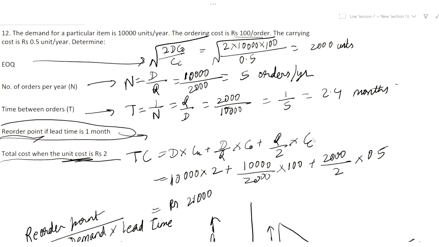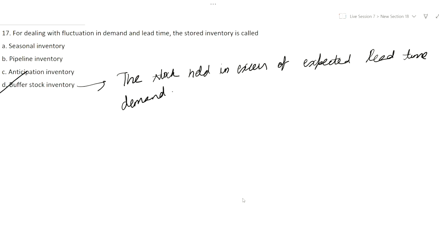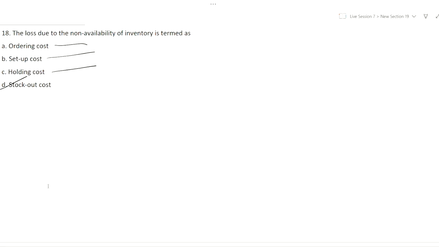Okay. So here we discussed various questions of economic order quantity and ABC analysis. Now, the loss due to non-availability of inventory is termed as stock out cost. The stock out cost arises when inventory is not available. Now we will discuss important questions in the next session.